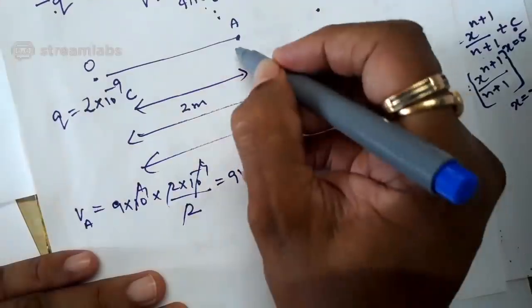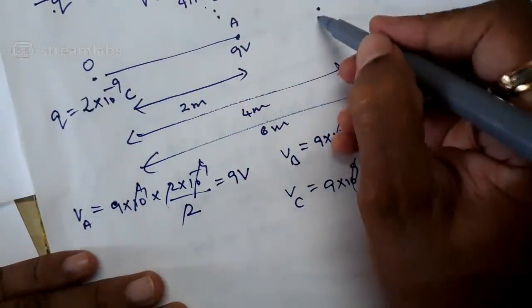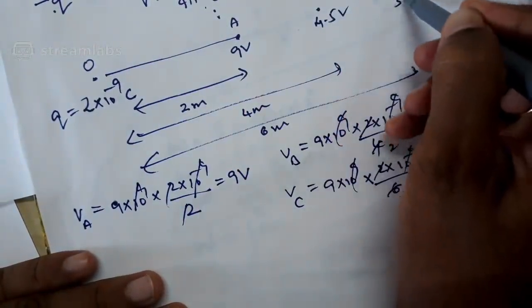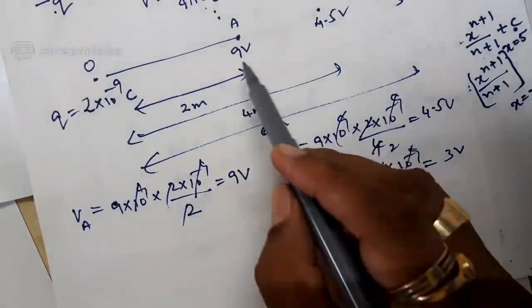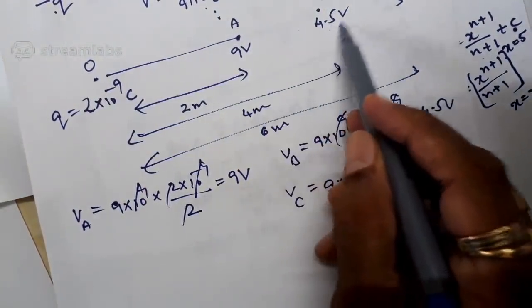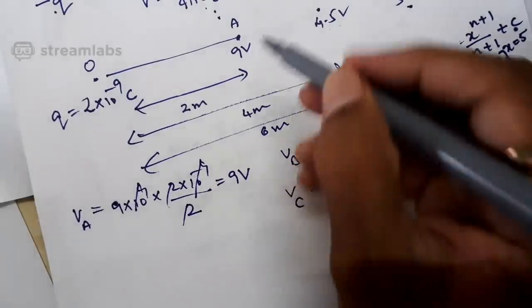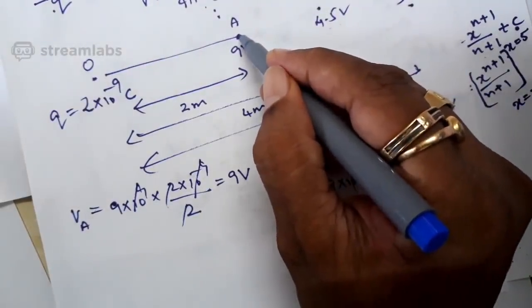Means at A, what is the potential? 9 volt. At B, 4.5 volt. At C, 3 volt. As you move away from the positive point charge, potential goes on decreasing. 9 has become 4.5, 4.5 has become 3. What is the direction of electric field here? So I'll make the concepts more clear.